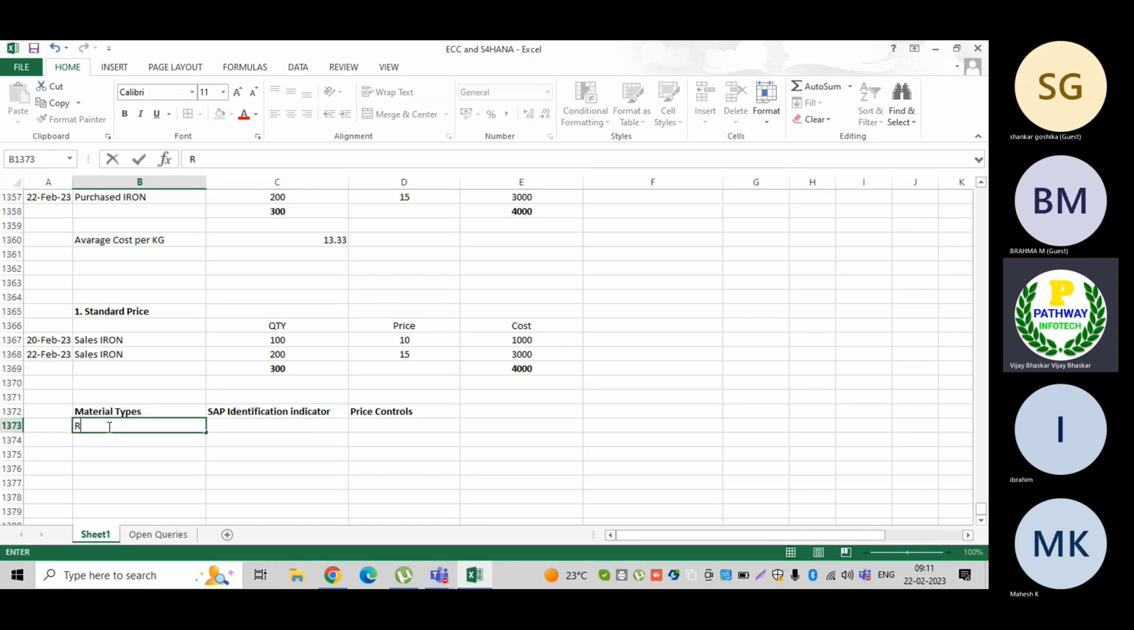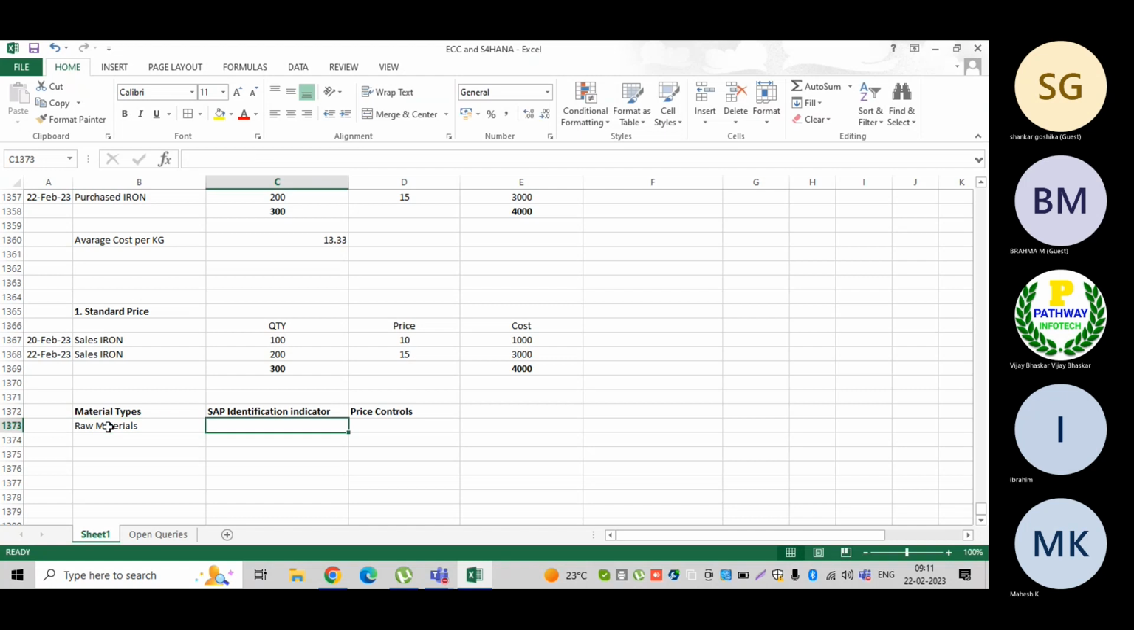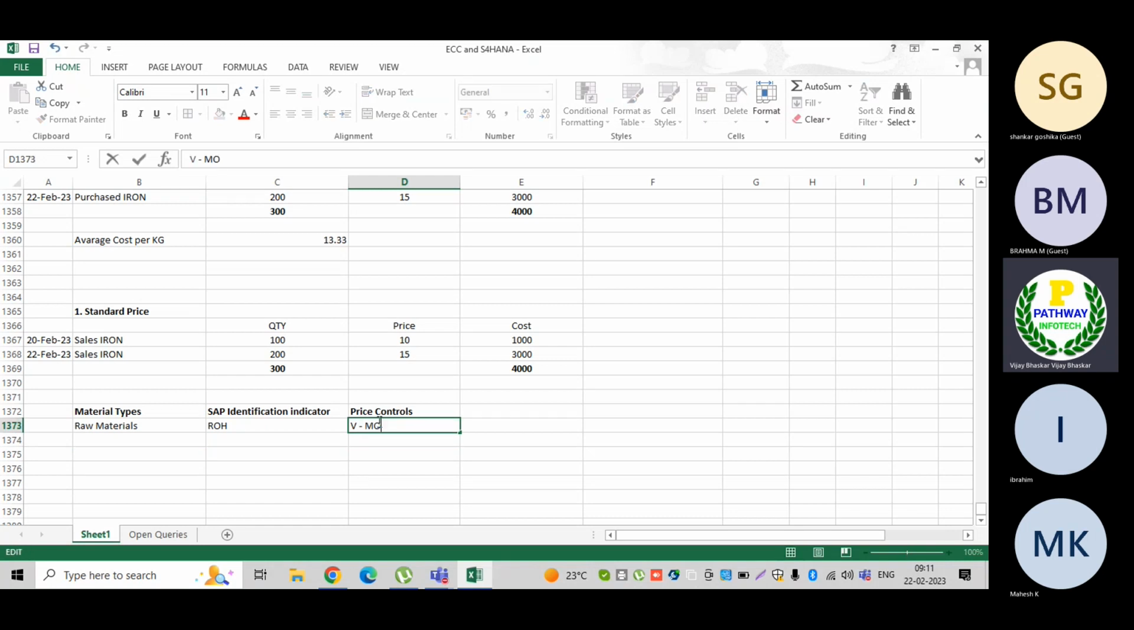So material types: raw materials. How can I identify this raw material in the SAP system? ROH. What is the pricing indicator here? As I explained, V is the moving average. Then the next one is stores and spare parts, spares. What will happen? ERSA. Then this is also the moving average price.